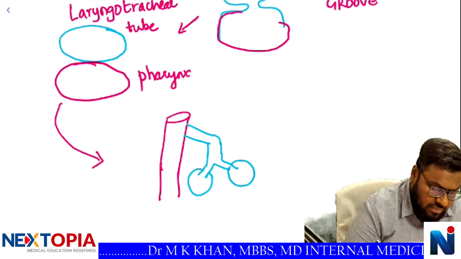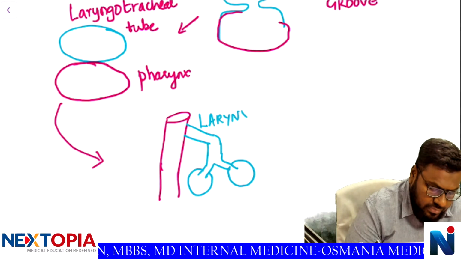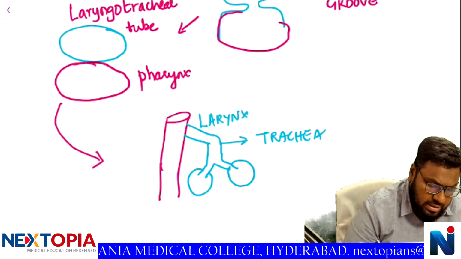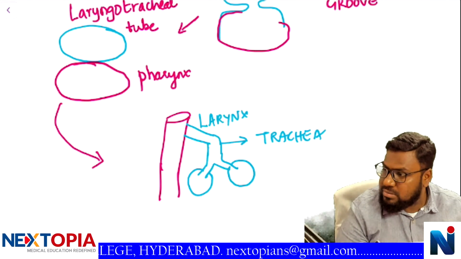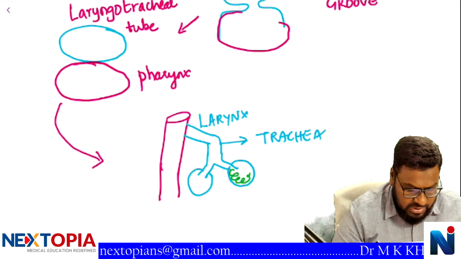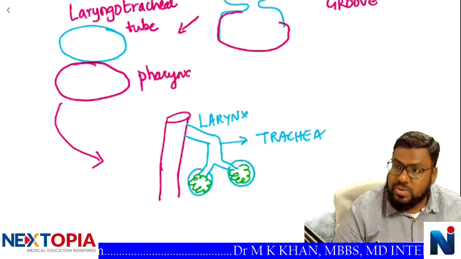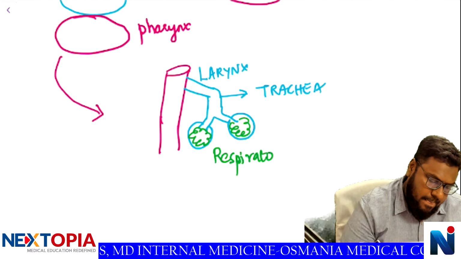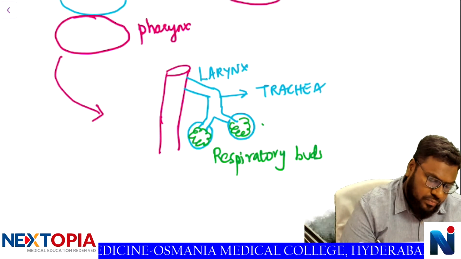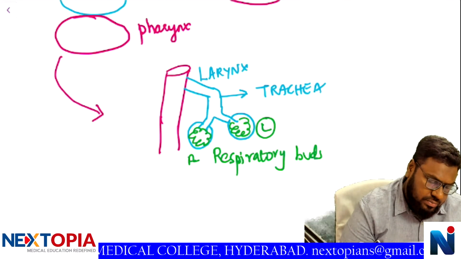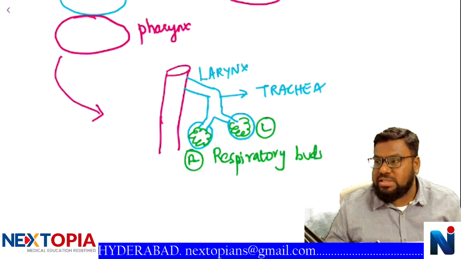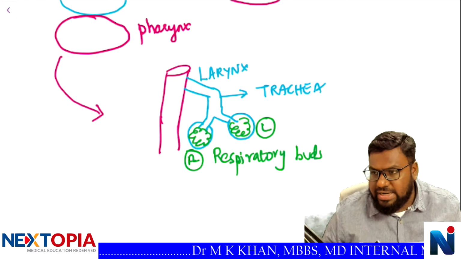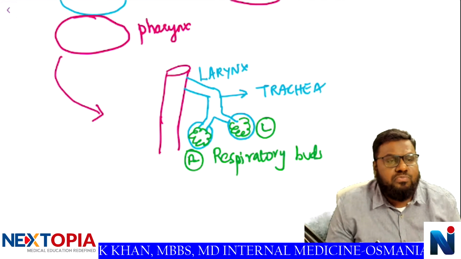So here somewhere we have got the larynx. Here somewhere we have got the trachea. And these are the respiratory buds, the right and left respiratory buds, which are going to give rise to the right and left lungs respectively.